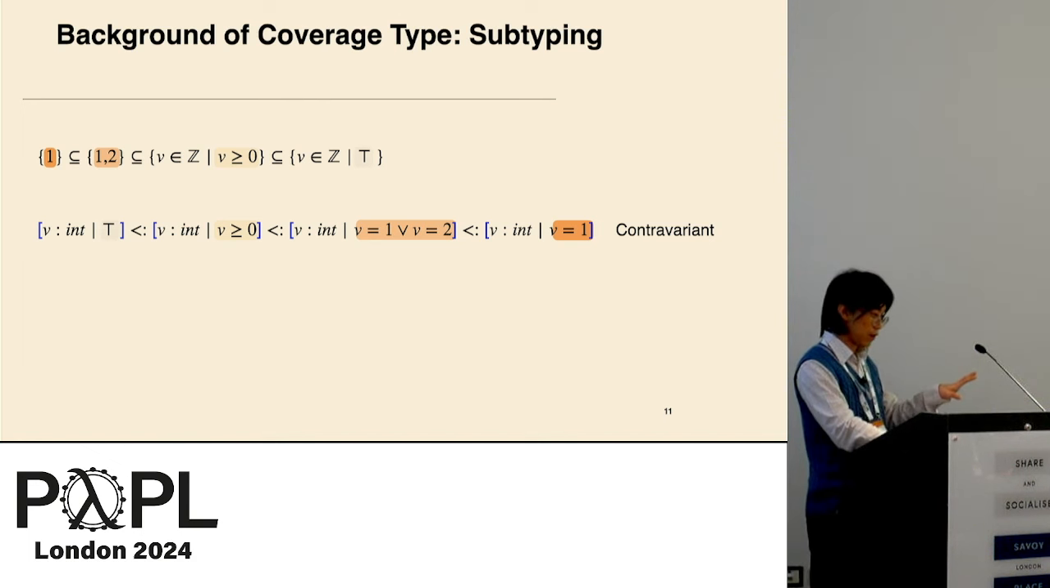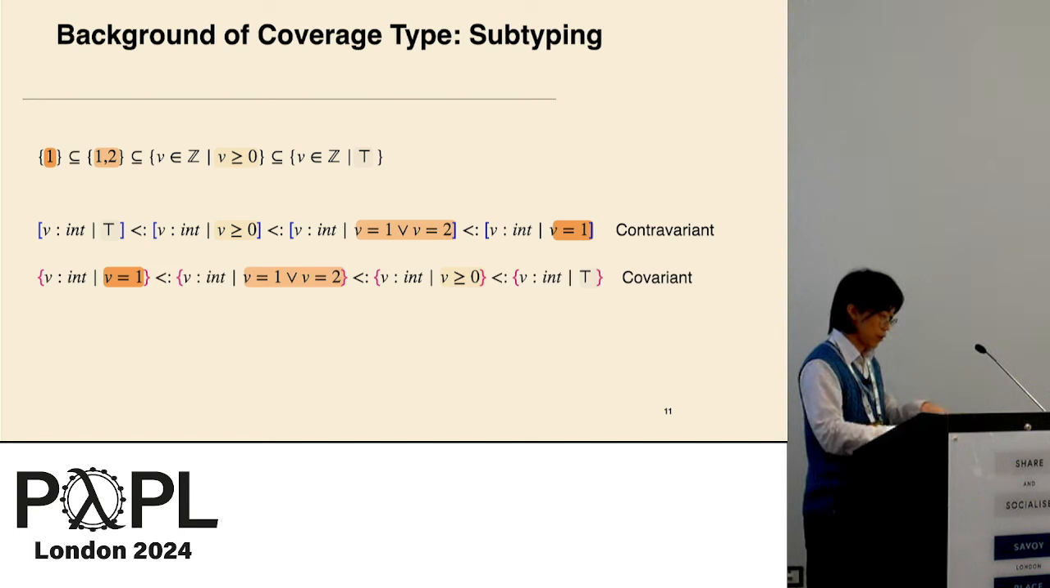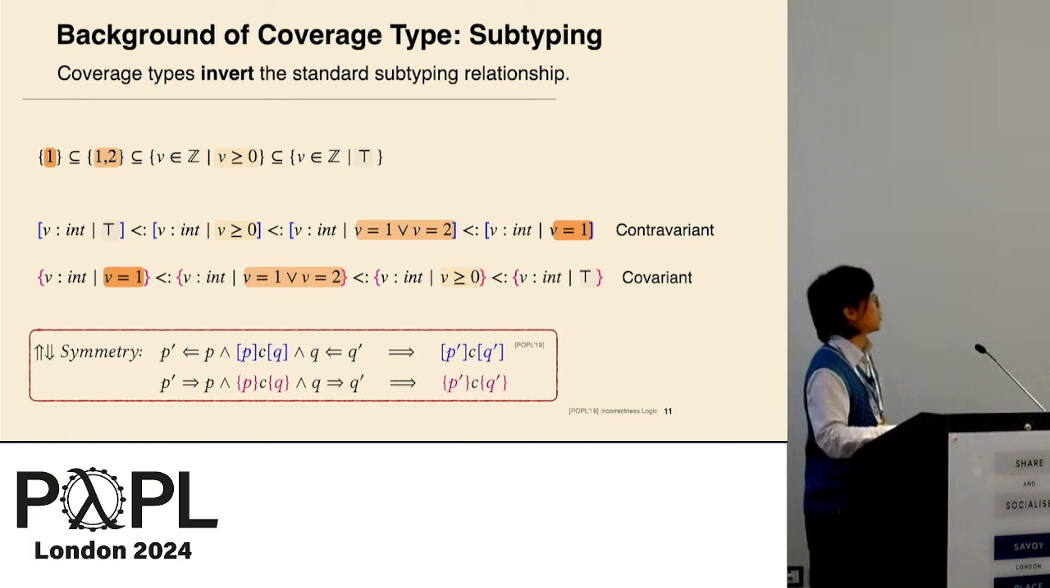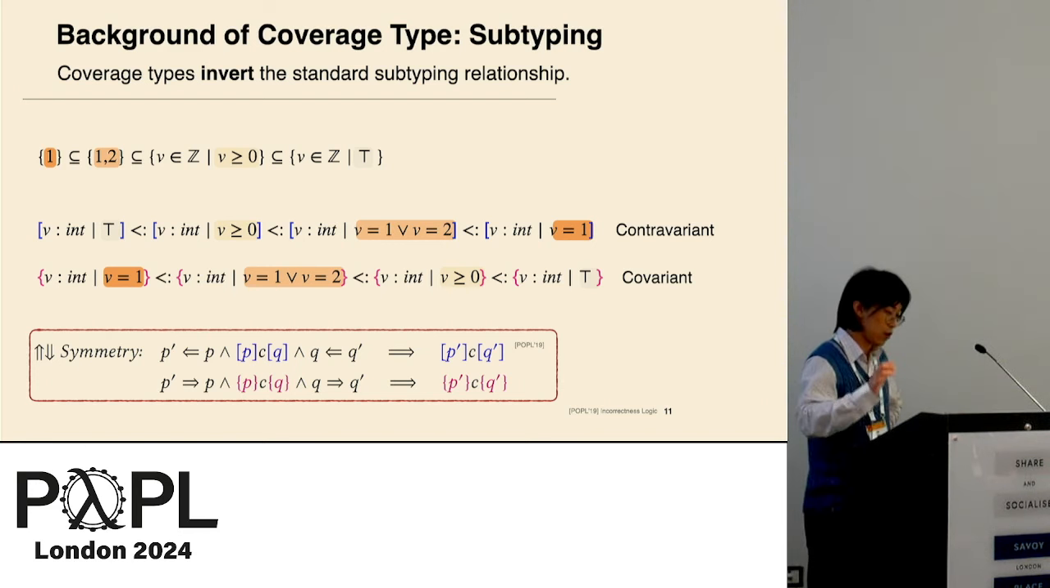That is different from the standard refinement type system, which is covariant with respect to the inclusion relation between these qualifiers. So in some sense, we say the coverage type inverts the standard subtyping relation. And a very similar thing happens in the Incorrectness Logic paper with the symmetry rules, and it also inverts the standard Hoare logic.